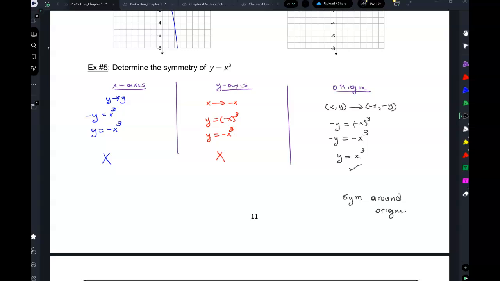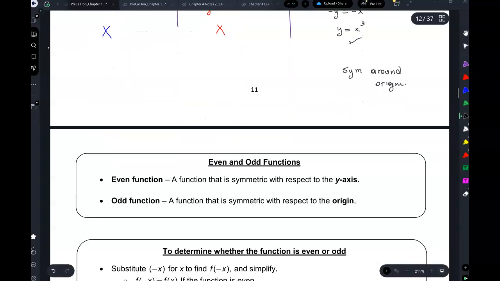And also, looking at this one, could we have hypothesized it would be symmetric around the origin because it's a cube? Yeah. But you gotta show work. Okay, that makes sense. Precisely. Okay, moving on.